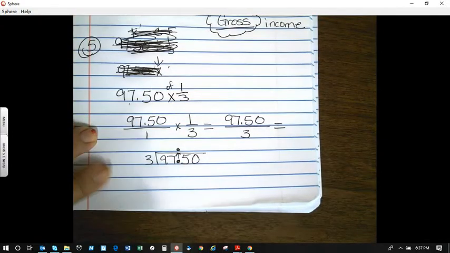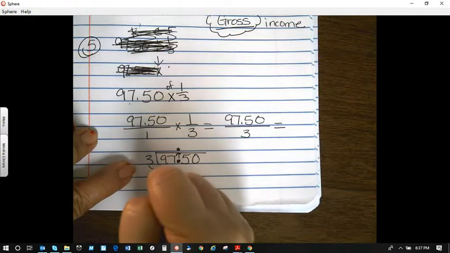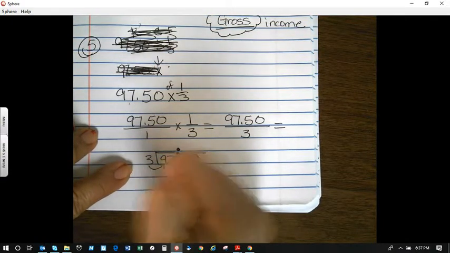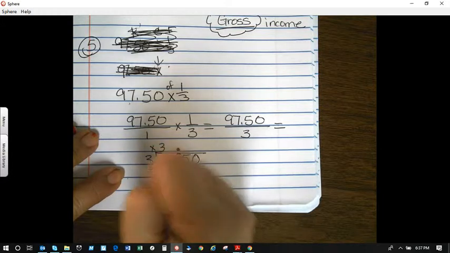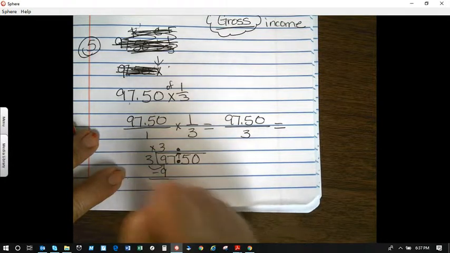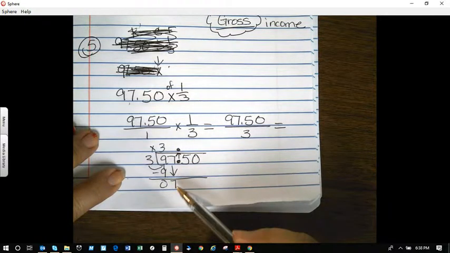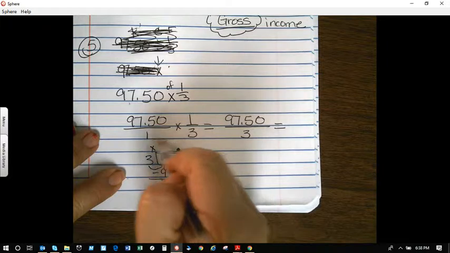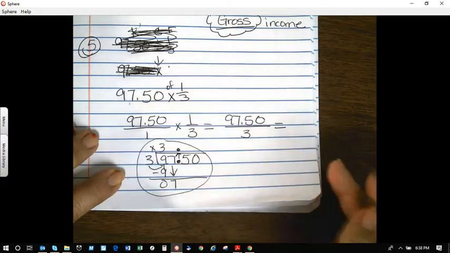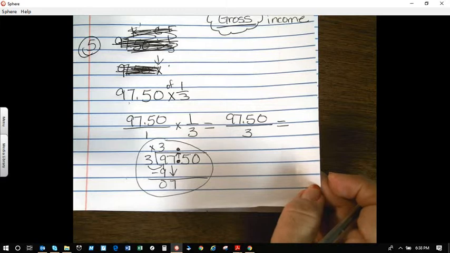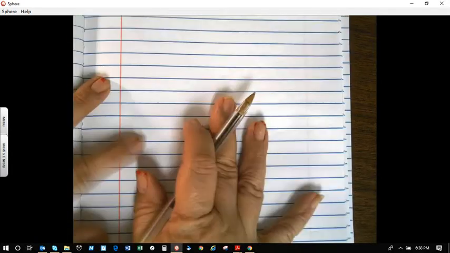Okay. 3 goes into 9 how many times? Okay, 3 times. 3 times 3 is 9. Subtract to 0, bring down my 7. And I didn't leave myself enough room, so I'm going to move this over to the next page so that we can do our long division, and I'm not going to squish the numbers together. So we're going to take $97.50 divided by 3.